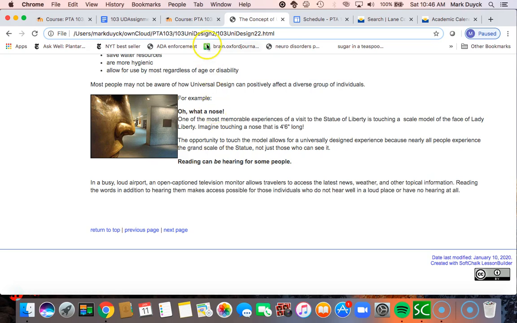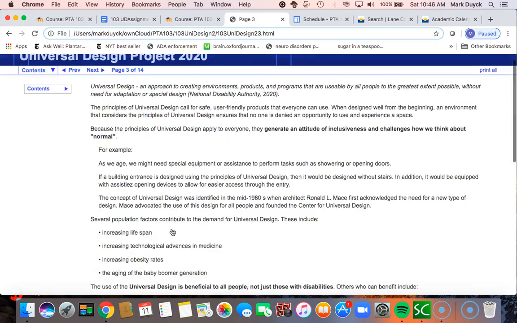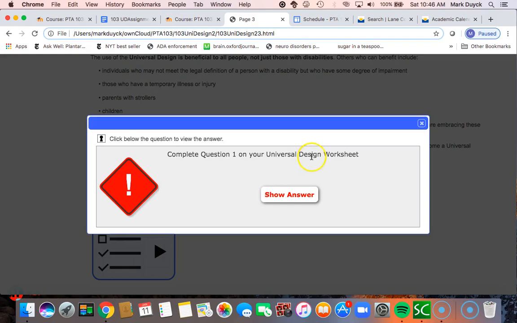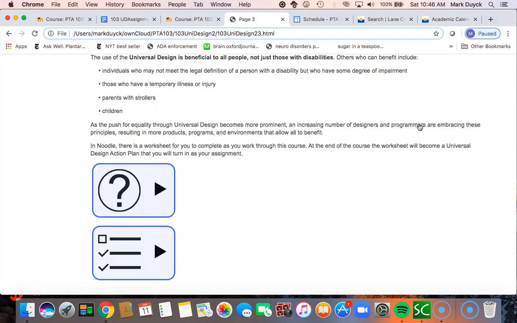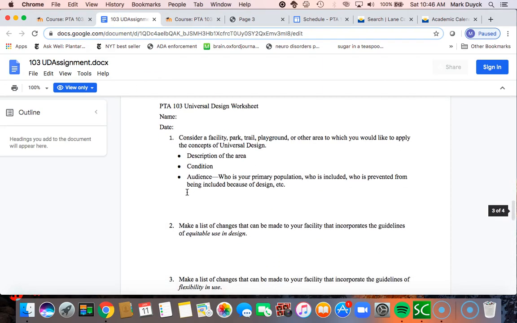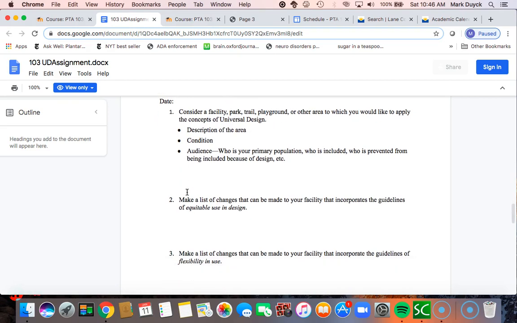So let's get back to what I originally wanted to do, which is to sync this with your assignment. Throughout, you'll see these little reminders: complete question 1 on the universal design worksheet. Excuse me, sorry about that cough. So here's the rubric. Number 1: consider the facility which applies the concept of universal design, a description of the area, condition, and audience. Who is your primary audience?